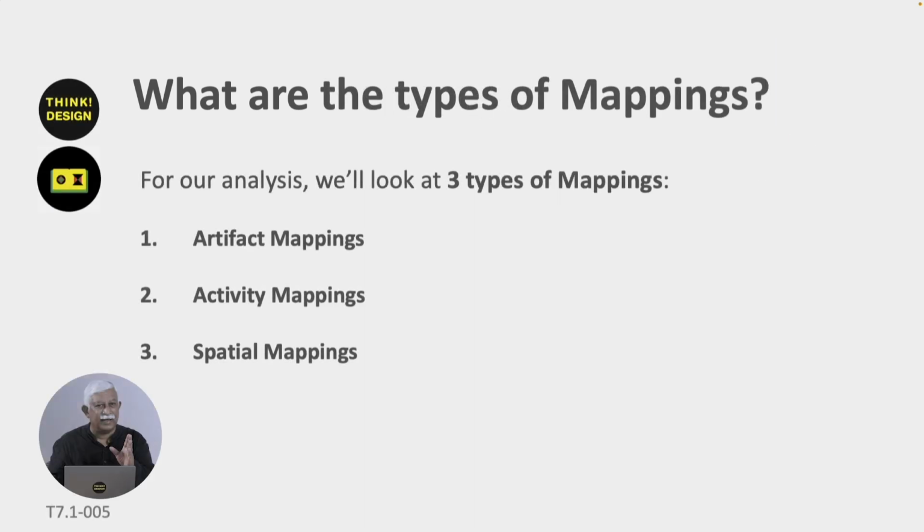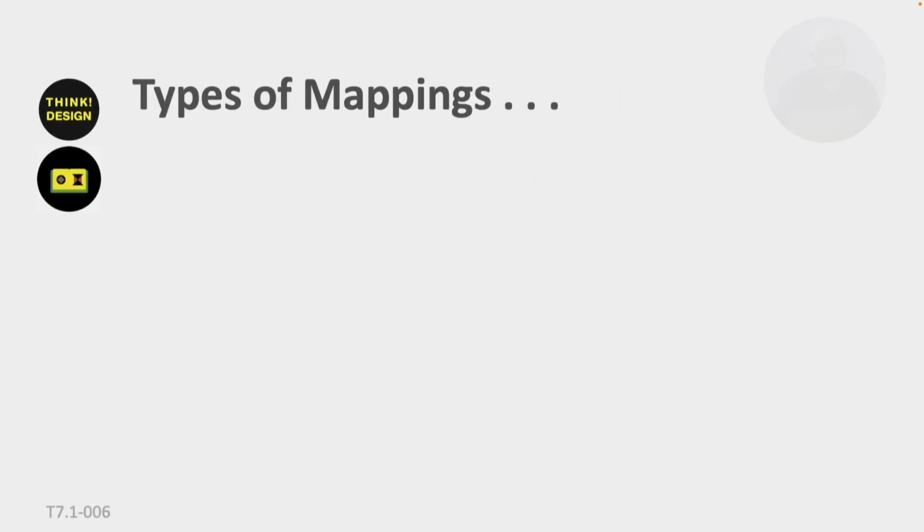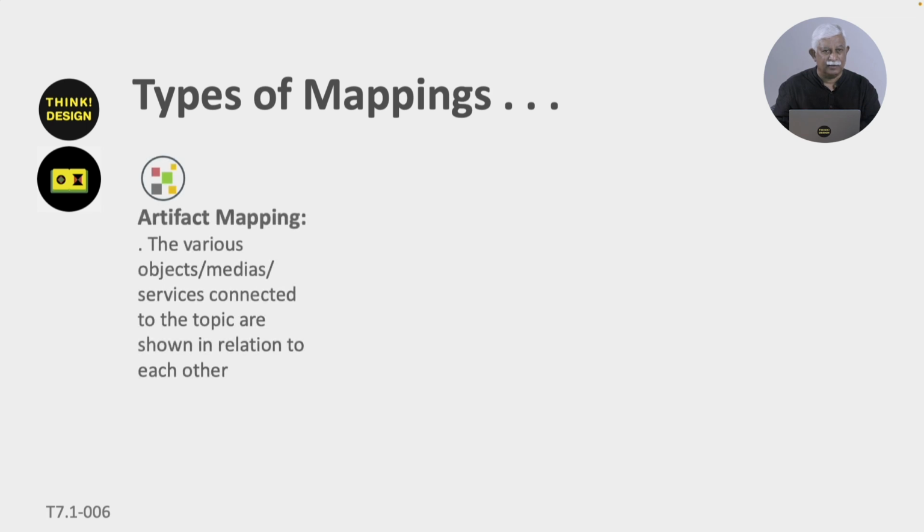So, for our analysis, we look at 3 types of mappings: artifact mappings, activity mappings and spatial mappings. As I said before, you need to do just one of them. It's good to have a look at all 3 of them. Let's look at the details of these mappings. Let's look at artifact mapping.